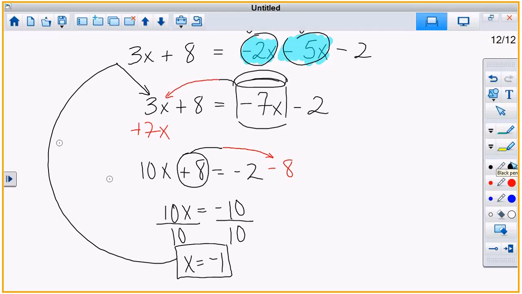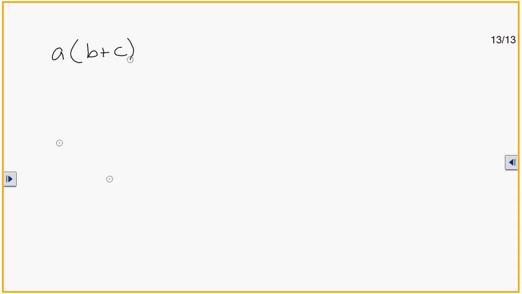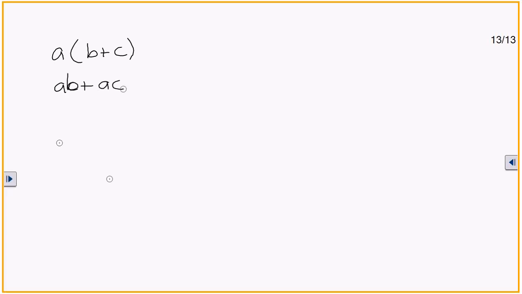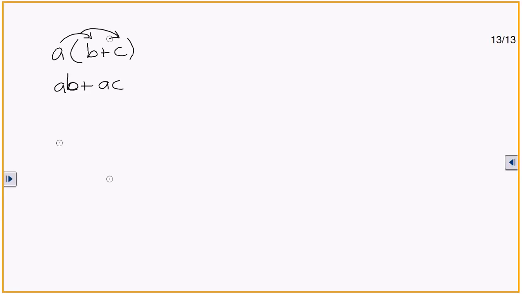Now, a while ago when we did factoring out a common term, the opposite of factoring out a common term is called the distributive law. The distributive law basically says A times (B plus C) is equal to AB plus AC. In other words, I can distribute that A and multiply it by every term. That's called the distributive law.